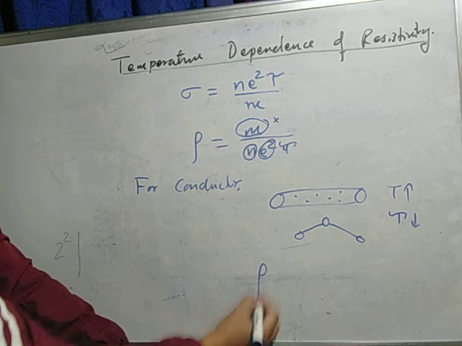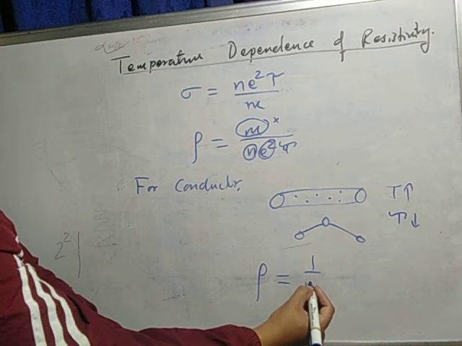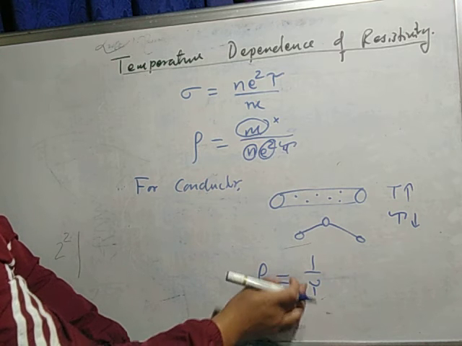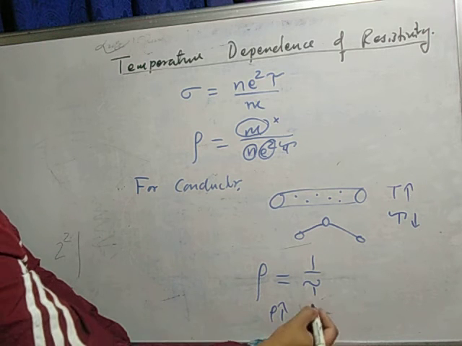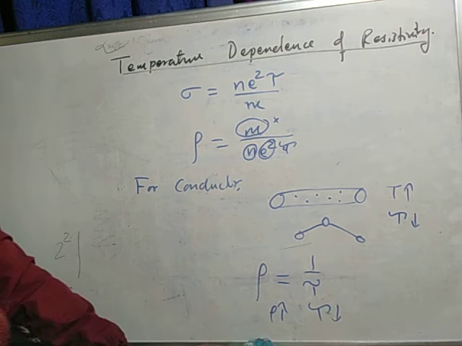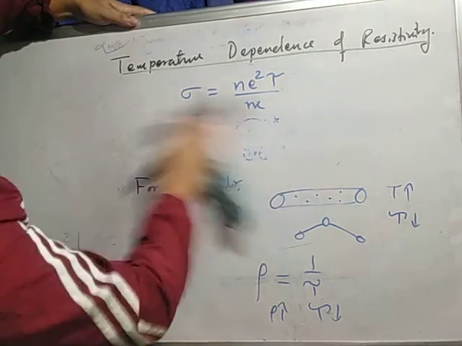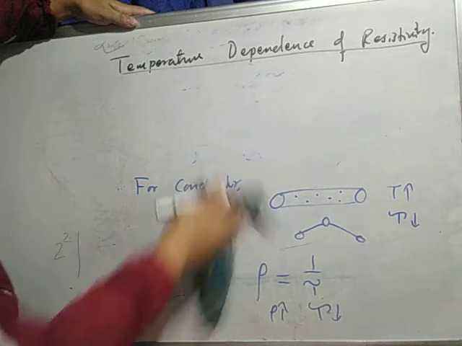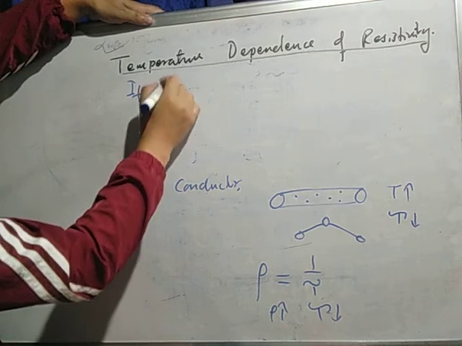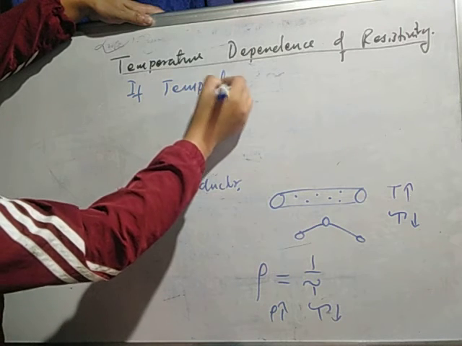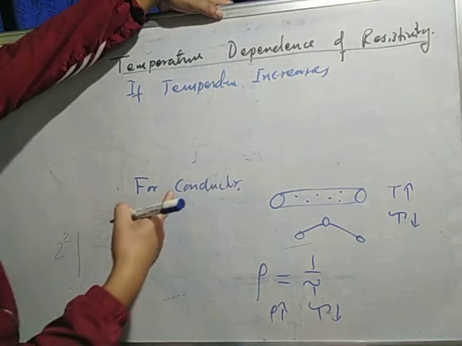Now rho equals 1 by tau, isn't it? So if tau decreases, then rho increases. Hope you understood this. So in your copy, write down in words: if temperature increases for a conductor.